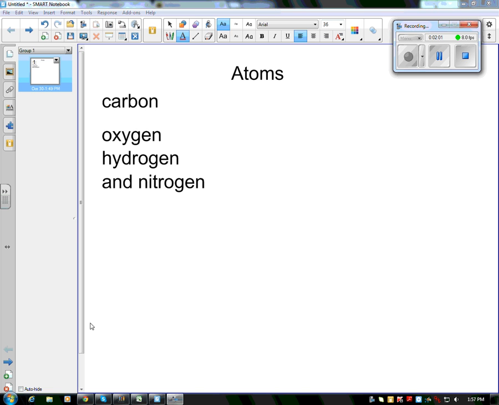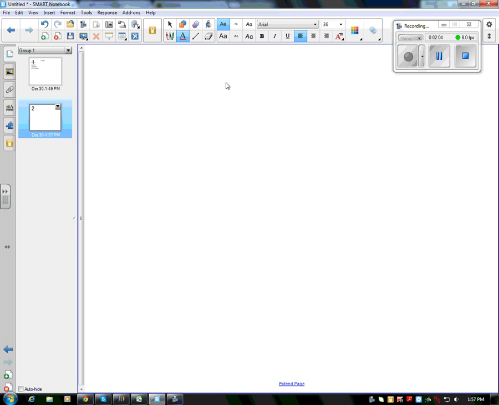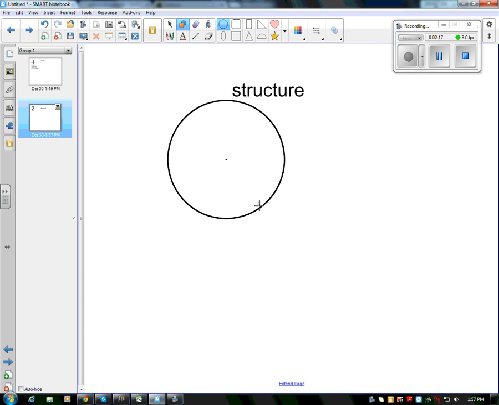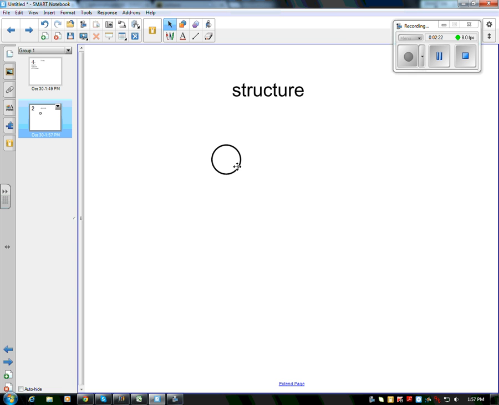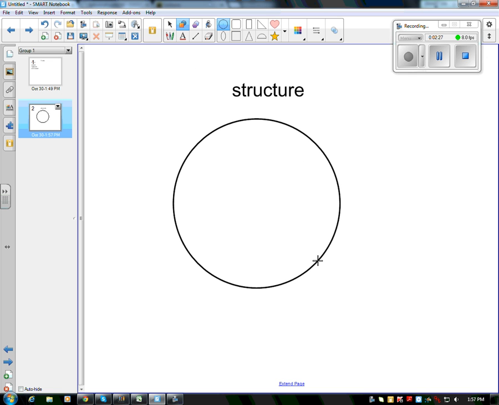Okay, now we're going to talk about the structure of an atom. Let's say the circular object. This object is an atom, a single atom. This right here is the atom.